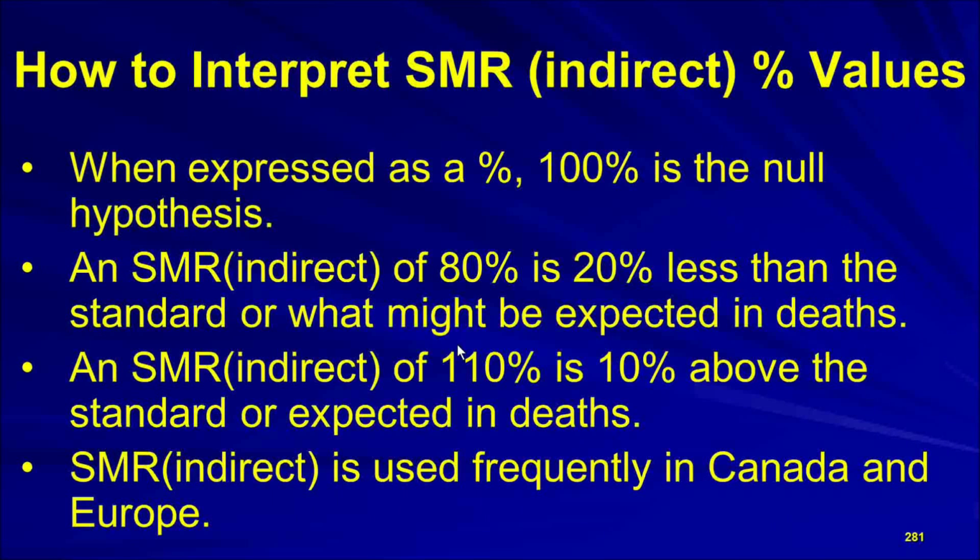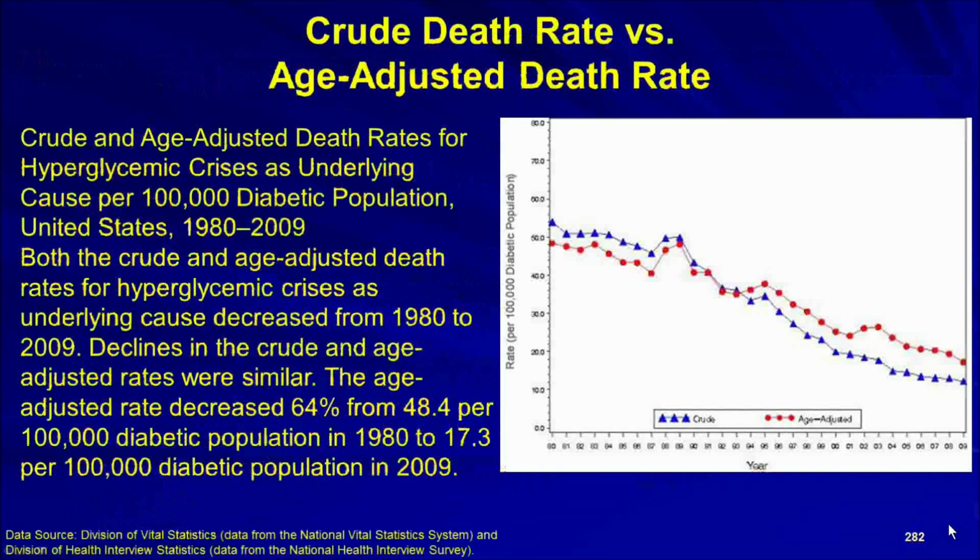Now, people say, well, why do we bother with the SMR indirect? Because it's frequently used in Canada and Europe, because those are places where we do not have specific age-specific, race-specific death rates. All we have is for each age-adjusted group. Okay. All right. Now, I wanted to show you an example here.